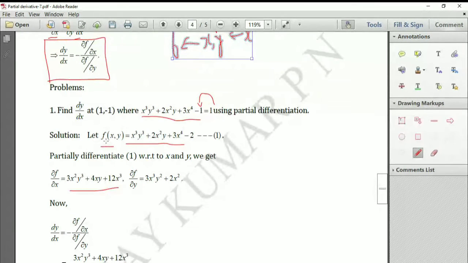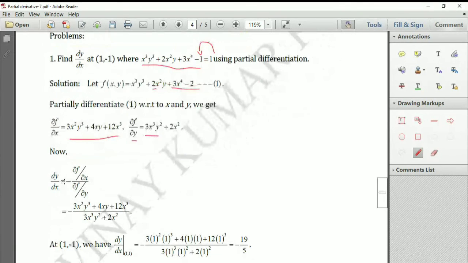Similarly, partially differentiate f with respect to y. When you are differentiating with respect to y, x is constant, so x cube is constant, the derivative of y cube is 3y square, so you get 3x cube y square. 2x square is constant, the derivative of y is 1, plus the derivative of these two, they are constants because we are differentiating with respect to y. Therefore, this becomes 0.